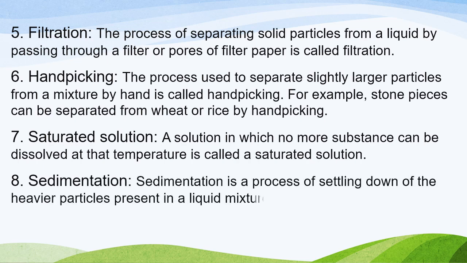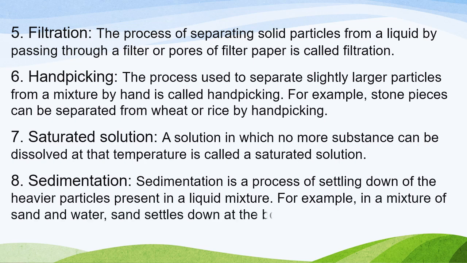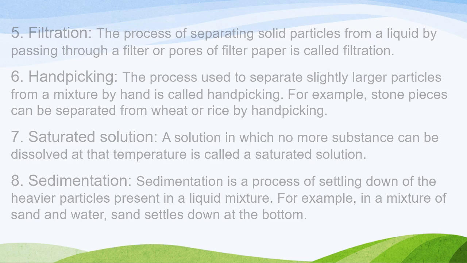Sedimentation. Now see what is sedimentation. Sedimentation is a process of settling down of the heavier particles present in a liquid mixture. For example, in a mixture of sand and water, sand settles down at the bottom. This also we have studied in between the chapter. Heavier particles settle down at the bottom of the container, and the lighter substance comes up. Like this we can separate two substances. In a mixture of sand and water, sand is heavier, so it settles down at the bottom, and water comes up, so we can separate water from sand.